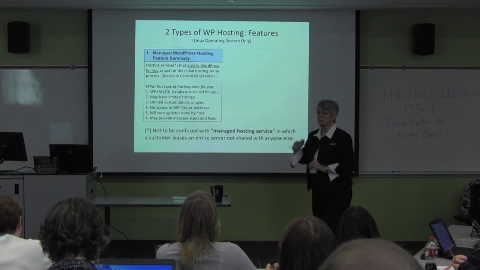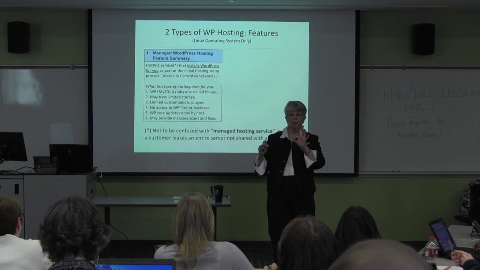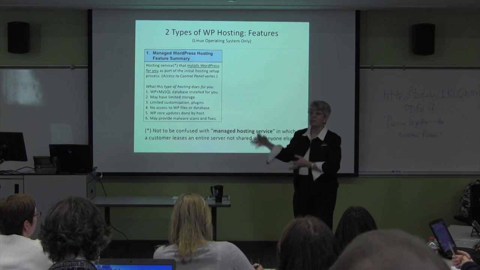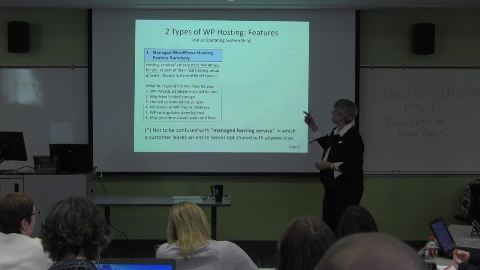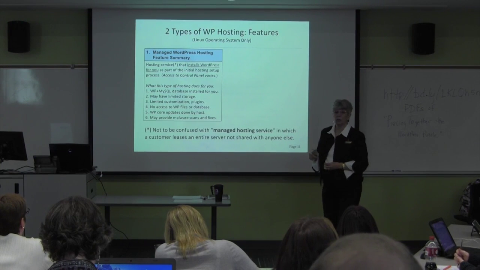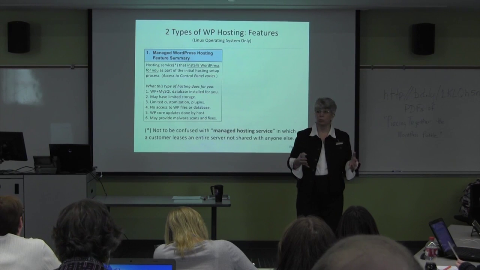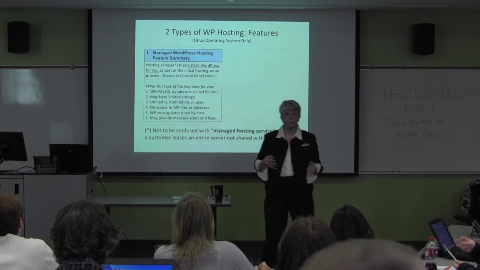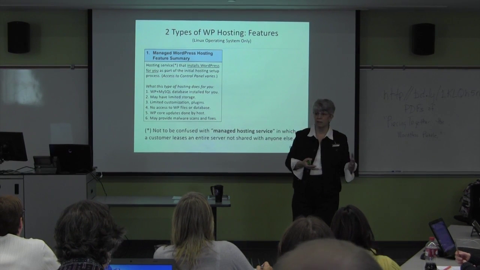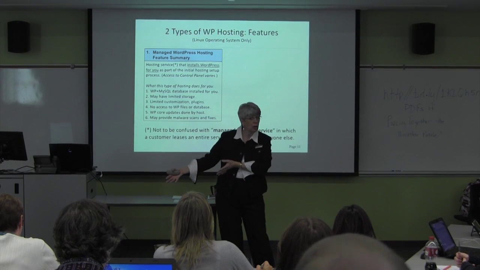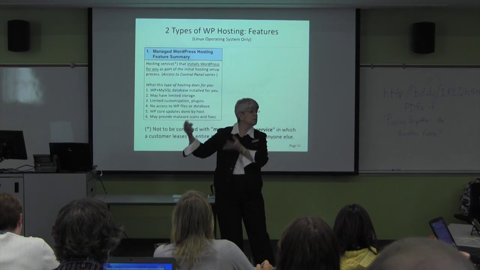So I have a series of diagrams here. I'm not necessarily going to go through all the details in each one because they're meant to be lists for you to look at. But there are two types of WordPress hosting out there. There's what's called managed WordPress hosting, which is a relatively new phenomenon. WordPress.com, I think, was one of the first of that kind. And then there's what's been around for a long, long time, the ordinary run-of-the-mill self-hosted websites.